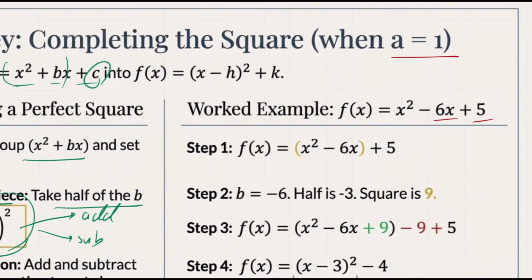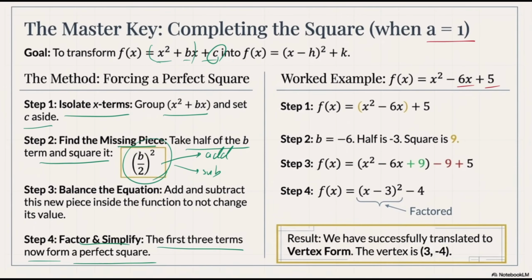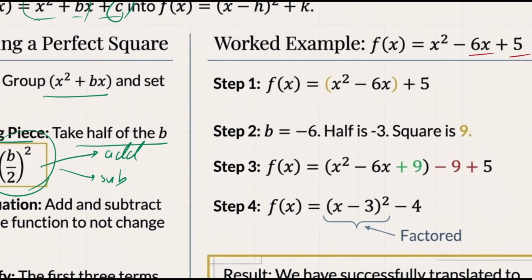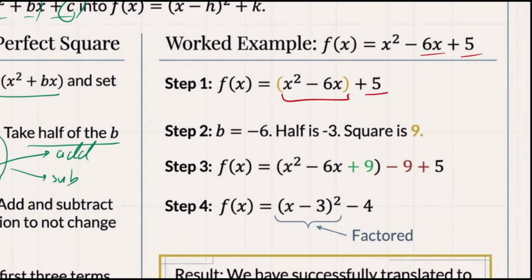Let's just work based on the steps. Step number 1 means that I have to isolate all of the x's that I have. I don't care that I have the power of 1 and 2. I'm just going to isolate that: x to the power 2 subtracted by 6x, plus 5. After that, I have to find half of b, which at this point is negative 6, half of which is negative 3. So the square would be 9 itself, right? So I have to have the 9.